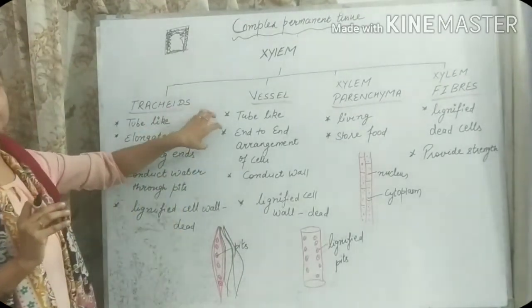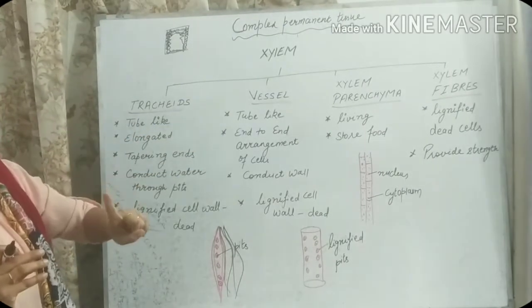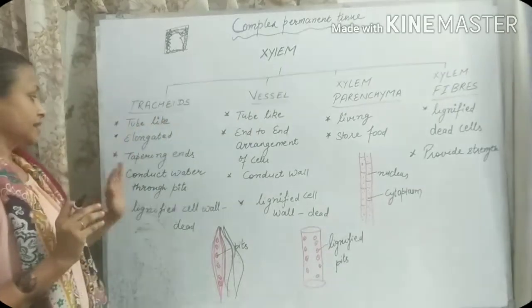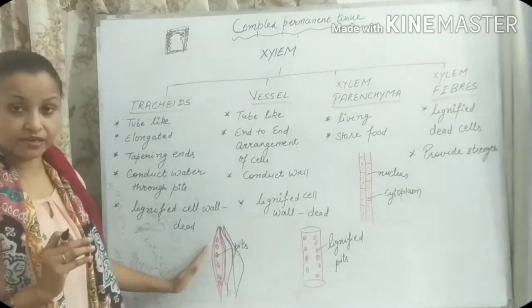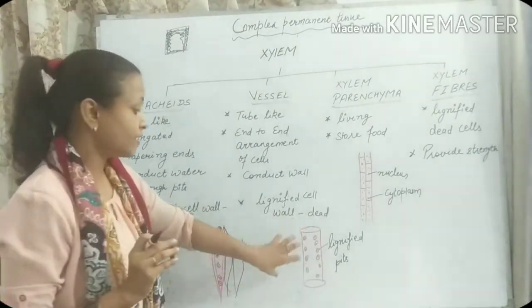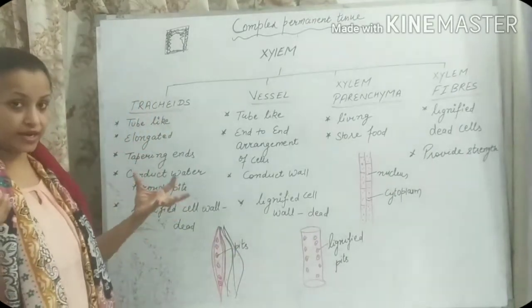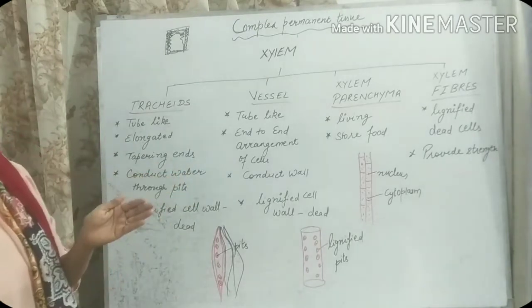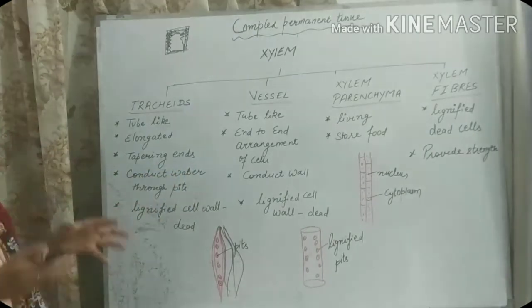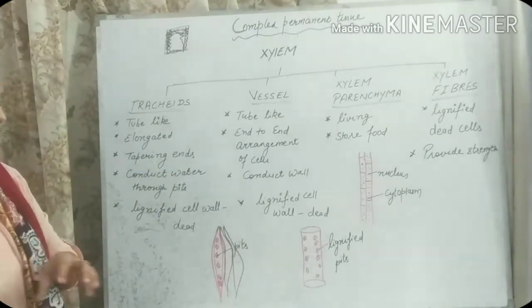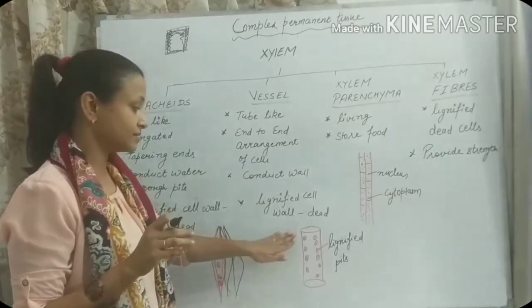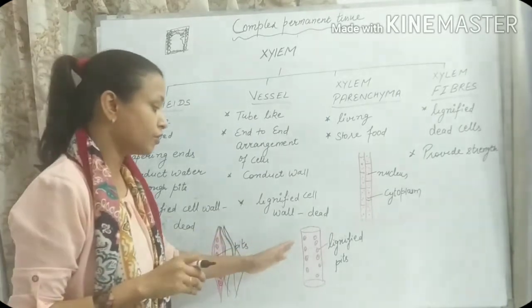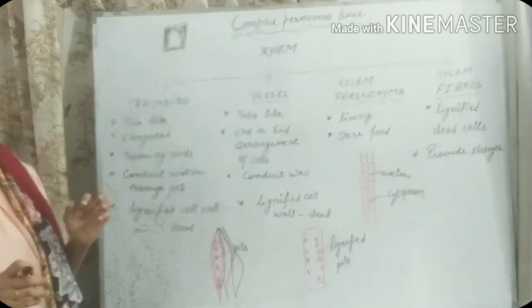The question can also come: write down the difference between tracheates and vessels. So what is the difference between tracheates and vessels? Tracheates have a tapered end, while the vessels have an open end. Tracheates lie side by side, and they are involved in the horizontal conduction of water, while the cells of vessels have an end-to-end arrangement and are involved in the vertical conduction of water.